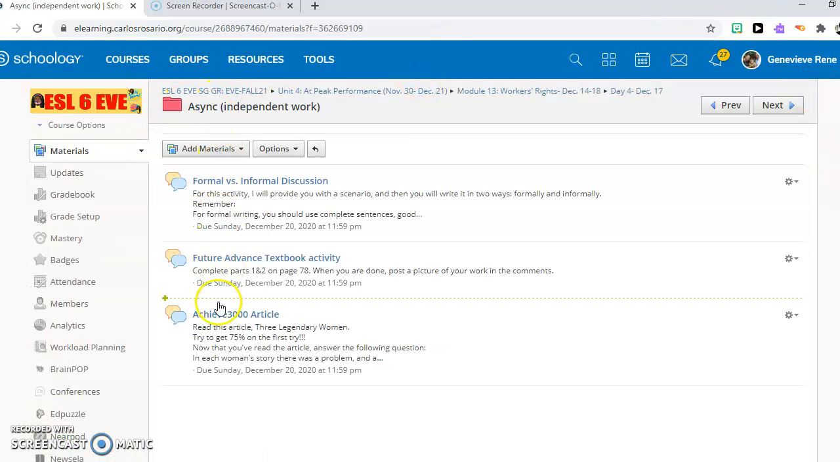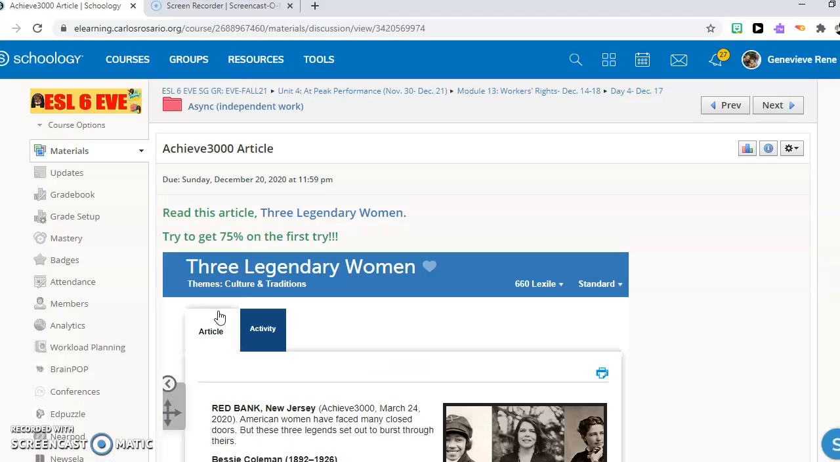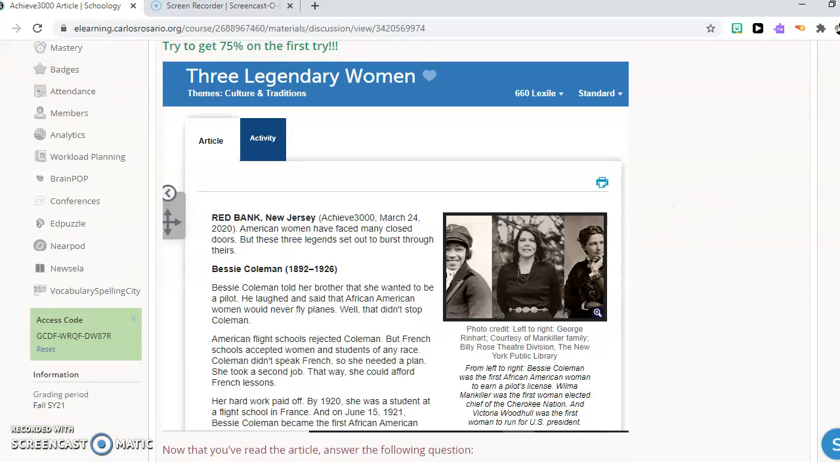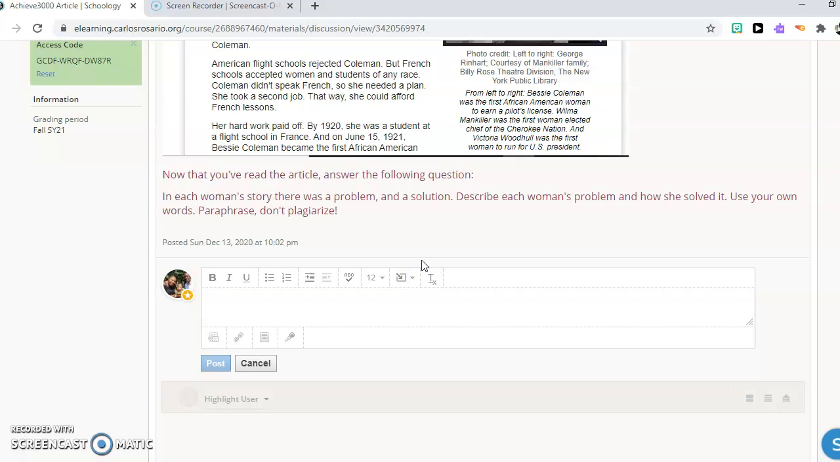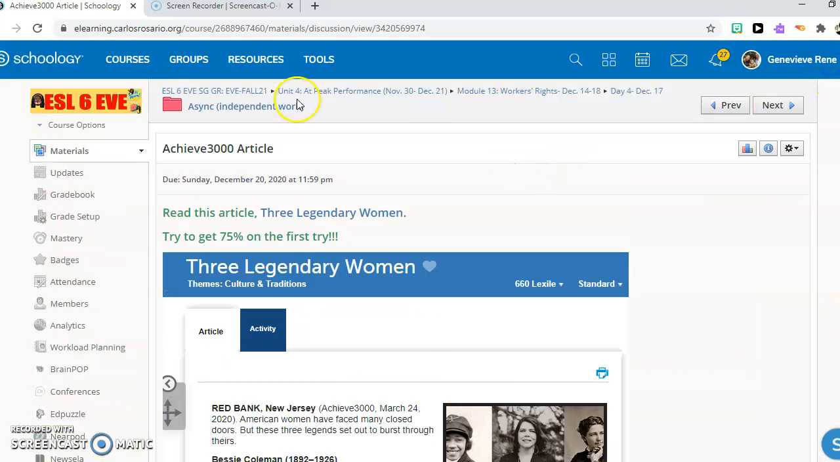And your third activity is Achieve 3000. You're going to read the article Three Legendary Women, and you are going to find the problem and the solution. The three women each have a problem and a solution, and you are going to paraphrase, meaning use your words. Don't copy and paste, use your words to explain their problem and their solution, okay, from this article. All right. And that's it for async.